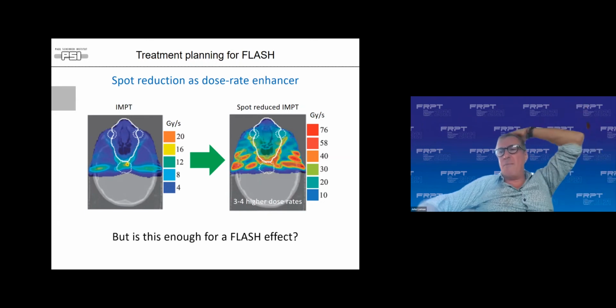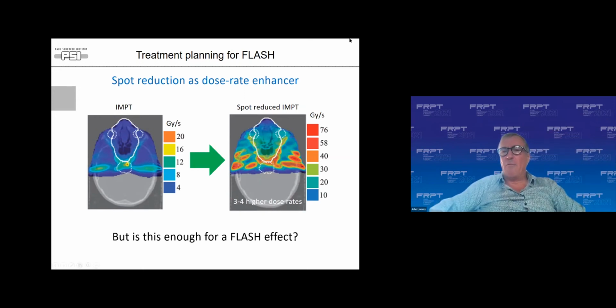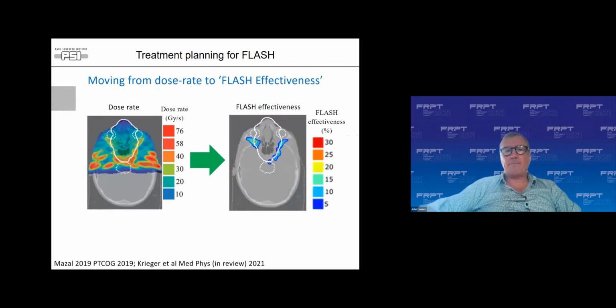So we've now got a method of generating an average dose rate. But is this enough for flash? Because obviously now we don't have a constant dose rate, we have a spatially varying dose rate. Some points may see flash, some points may not get flash. So can we predict that?